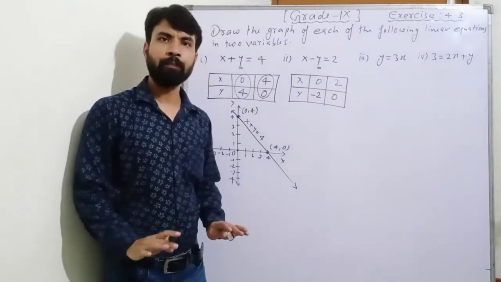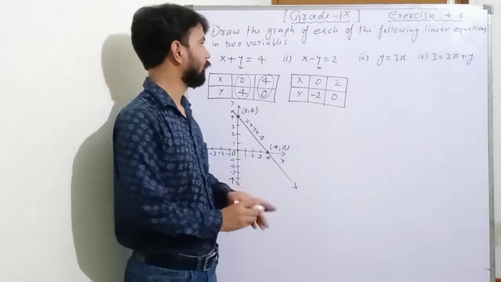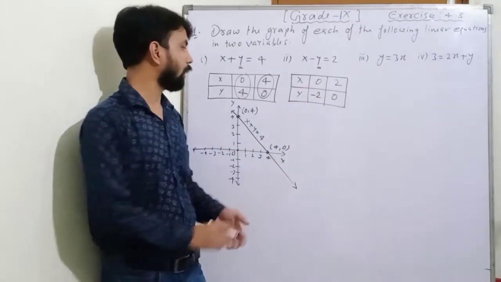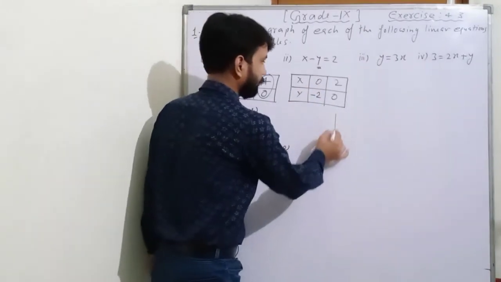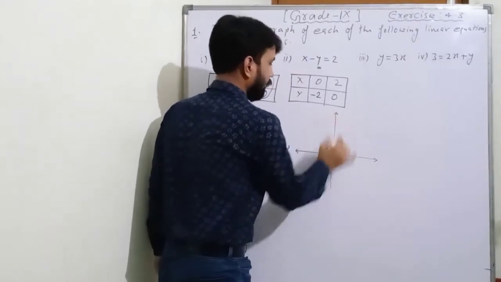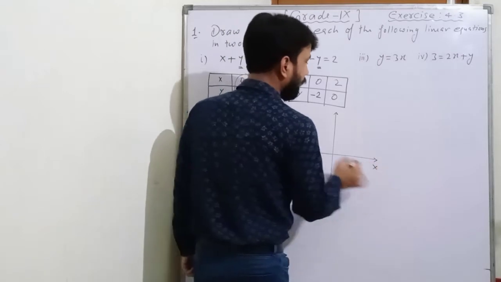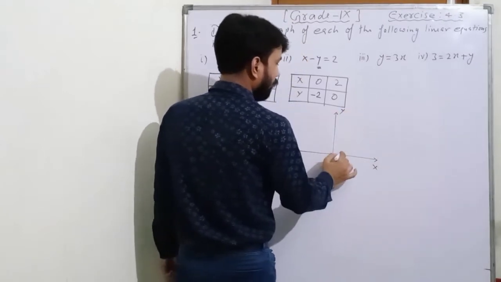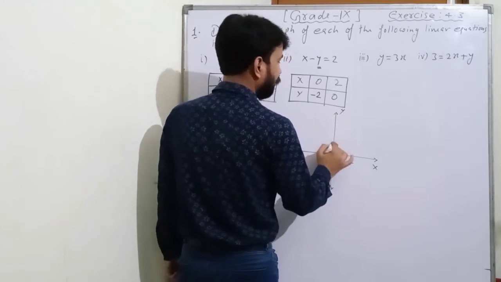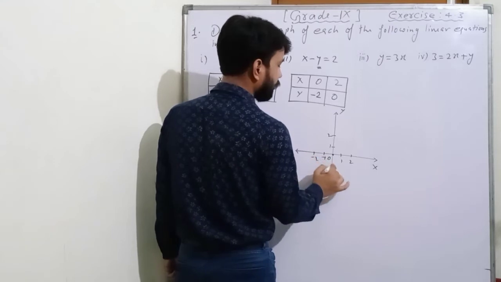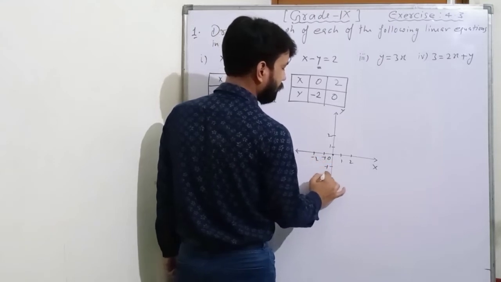Any confusion? No? Very good. So these are the 2 points. Now we will plot these 2 points on a graph. These are the coordinate axes, x and y. This is the origin. 1, 2. Minus 1, minus 2.